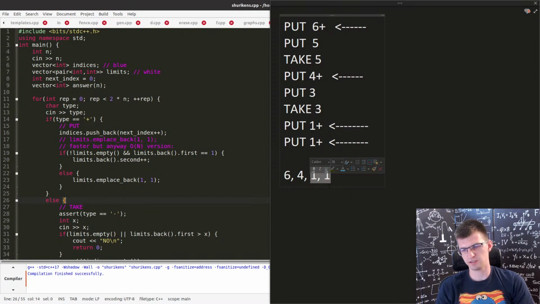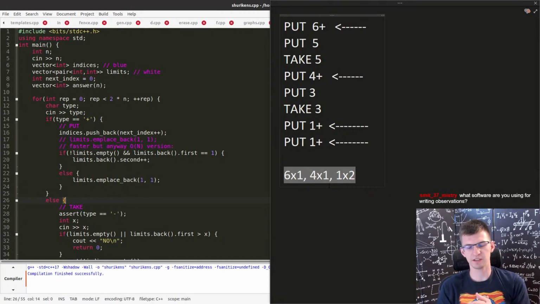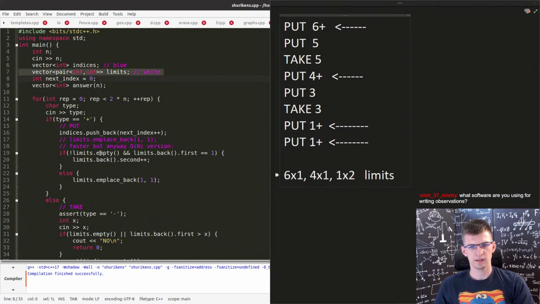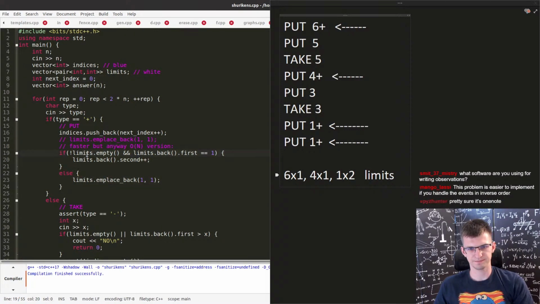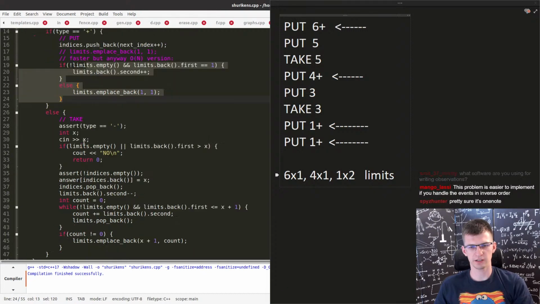I say that this is 1 repeated twice. This is 4 repeated once, 6 repeated once. And with this, the time complexity gets linear instead of quadratic. So this is my vector limits. Let's see how I maintain a vector of pairs limits. First it's empty, then this version. This version we'll figure out later.